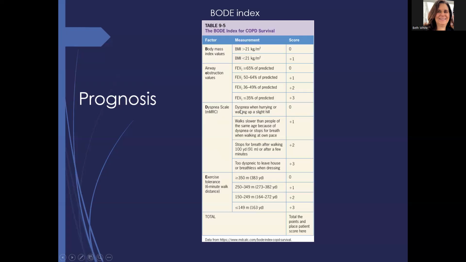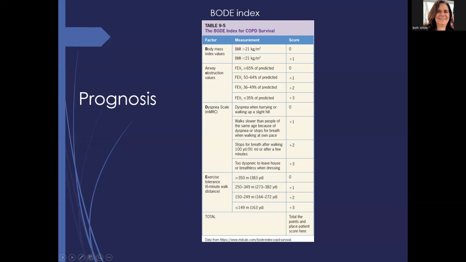So do they get short of breath when hurrying or walking? Do they walk slower than people the same age? Do they stop for breath after walking 100 yards? They're too dyspneic to leave the house, okay? And then exercise tolerance. This is a 6-minute walk. How long can they go?